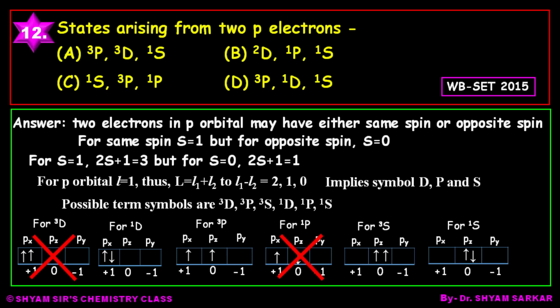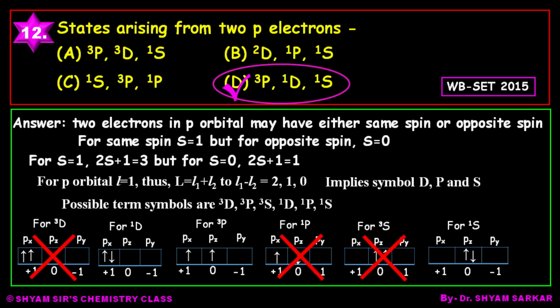Okay. For 3S also, this is not valid. This is also a violation of Pauli exclusion principle. So the correct answer will be D, that is 3P, 1D and 1S. So these 3 are the states arising from 2p electrons. So D is the correct answer here.